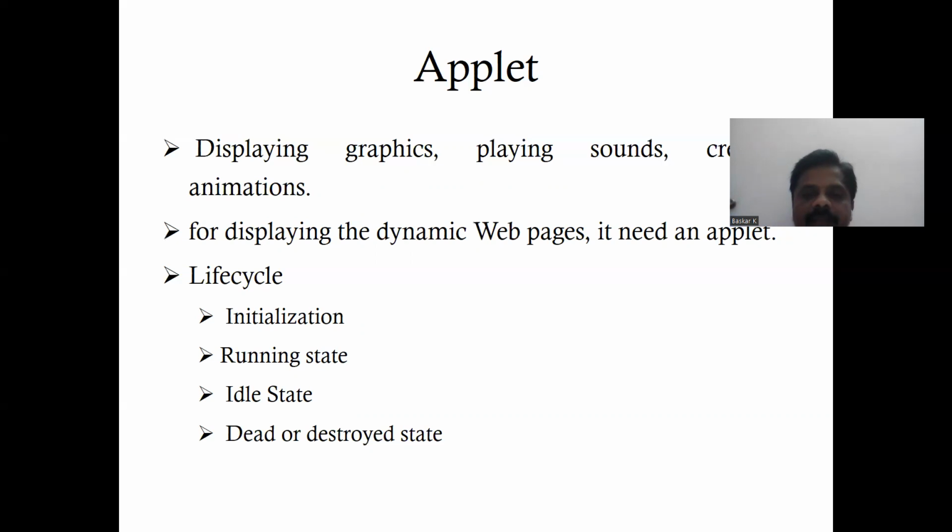Displaying graphics, playing sounds, and creating animations is called an applet. For displaying dynamic web pages, you need an applet. So if you want to create any user interactive web designs or web pages, you need the support of applet. So we have an applet life cycle. In that we have mainly four steps: initialization, running state, idle state, dead or destroy state.